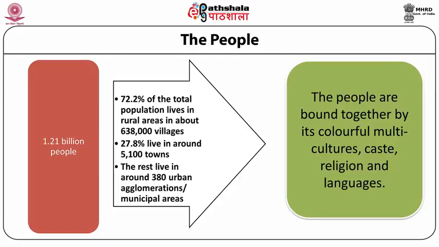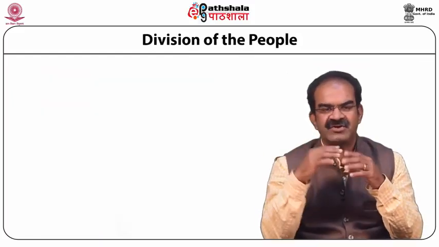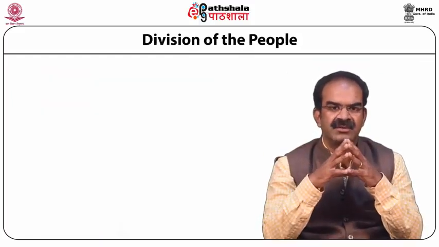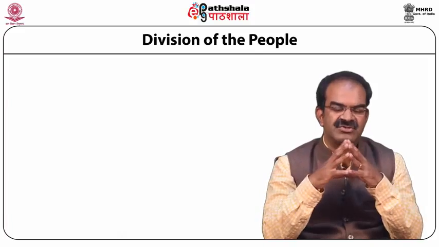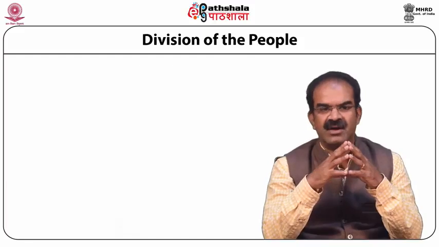All the 1.2 billion people in India are bound together with various ethnic identities, multiple cultures, different caste groups, different languages, and people follow different religious faiths. Let us see the division of people that the Constitution of India has categorized according to their social backgrounds.